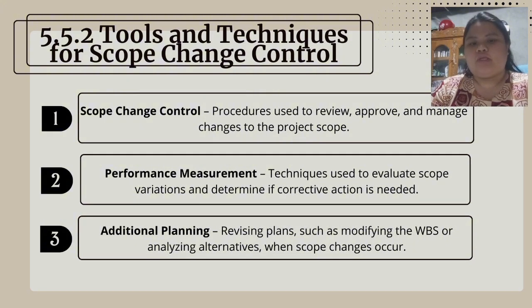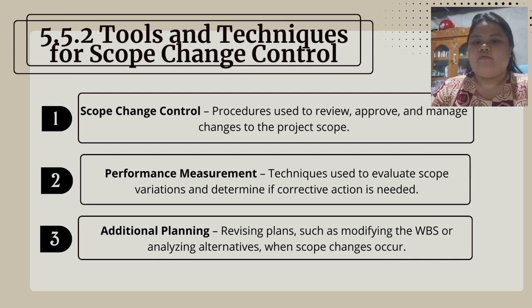Next is the performance measurement. Techniques to evaluate scope variations and decide if corrective action is needed. Example, comparing completed deliverables against the original WBS to see if tasks are delayed or missing.